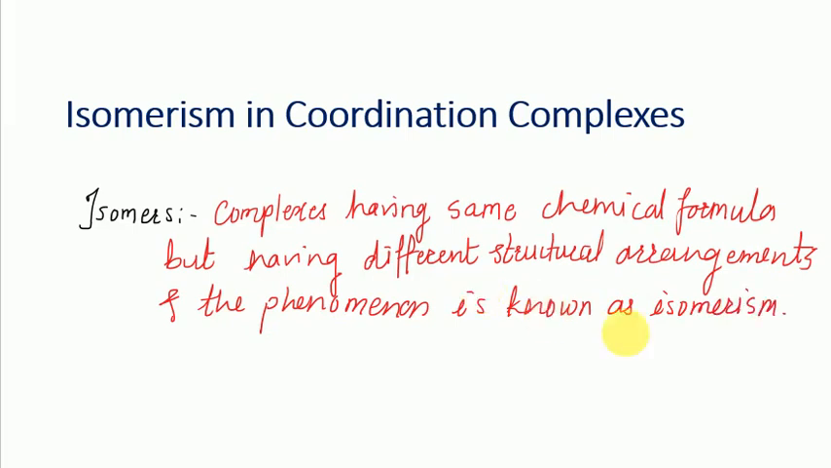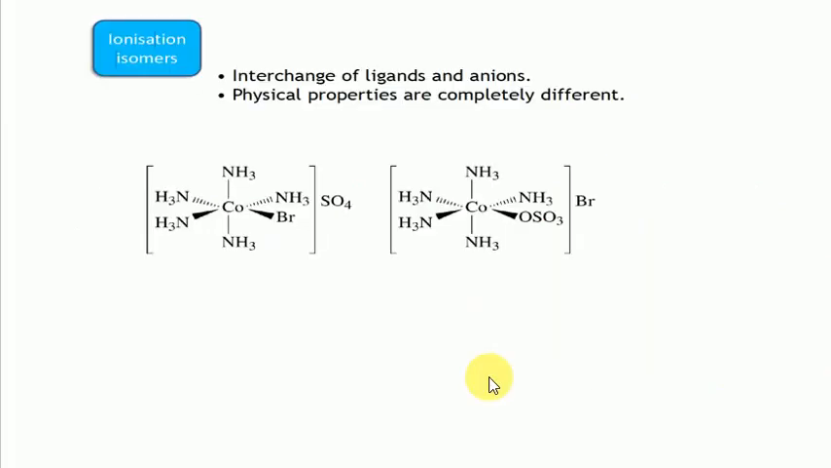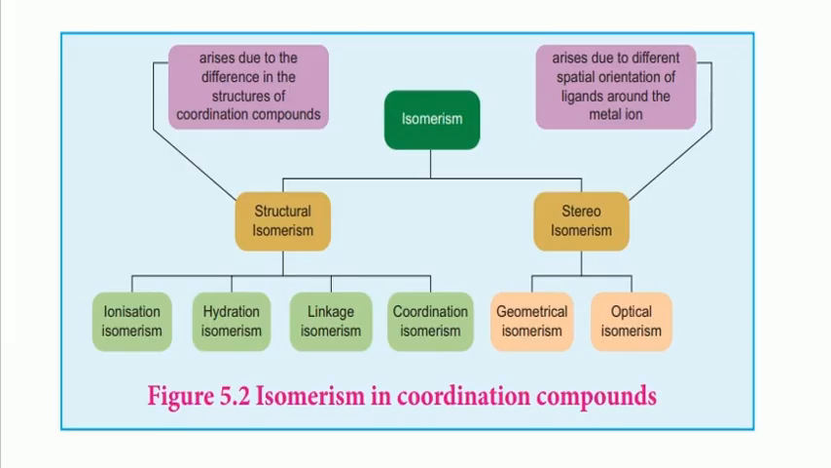So there are two main types of isomerism in coordination complexes: structural isomerism and stereoisomerism. Structural isomerism arises due to the difference in the structures of the coordination compounds. First is ionization isomerism. Here there is a difference in the ions between the two isomers. Second is hydration isomerism. There is a difference in the water molecules.